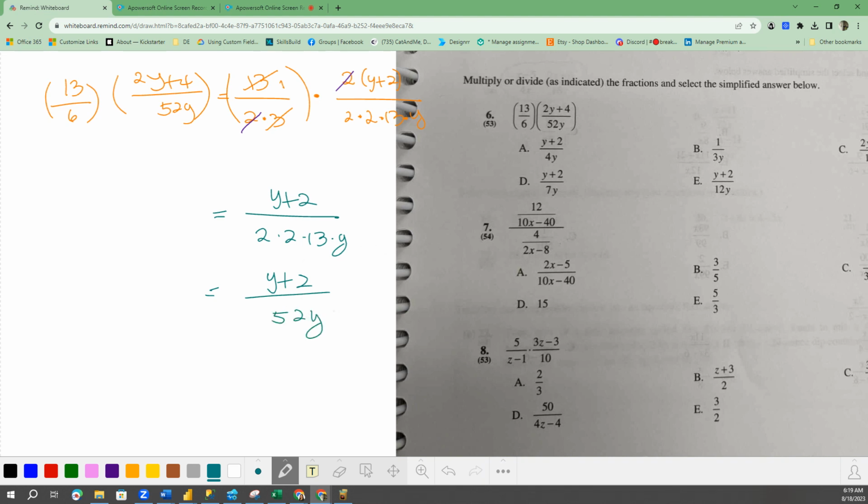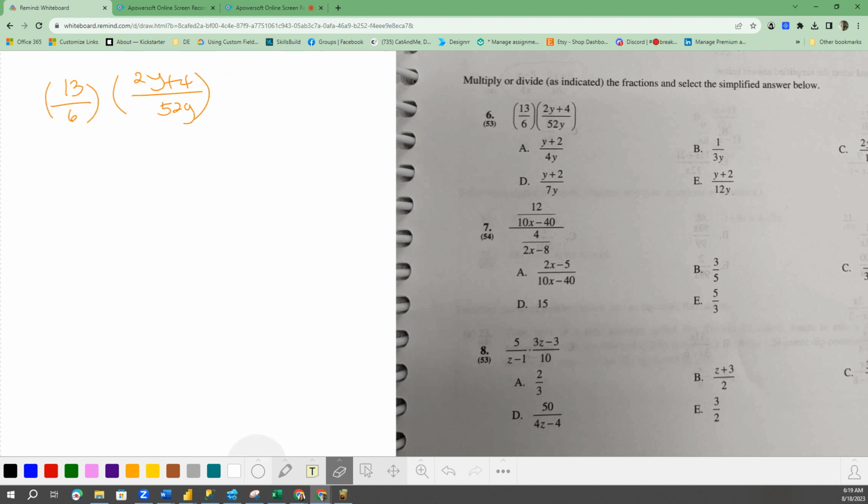Okay, I think I messed up. I'm gonna redo the whole thing because I could not read my handwriting. Okay, sorry about that. All right, so we will rewrite this again. I should be able to read my own handwriting.